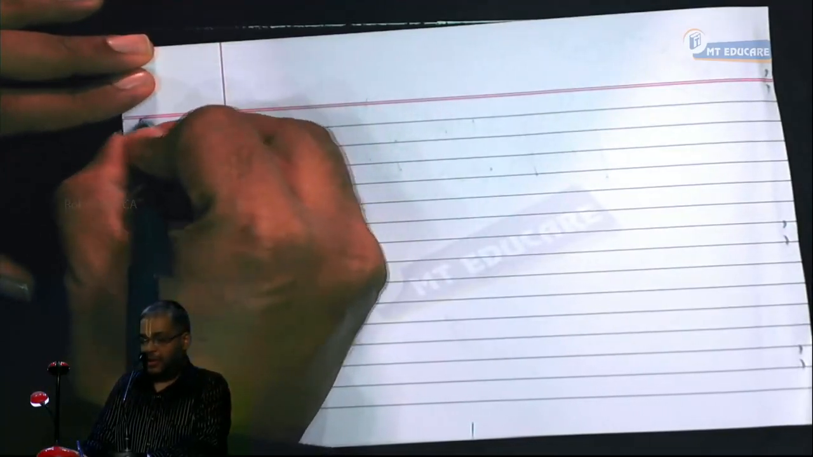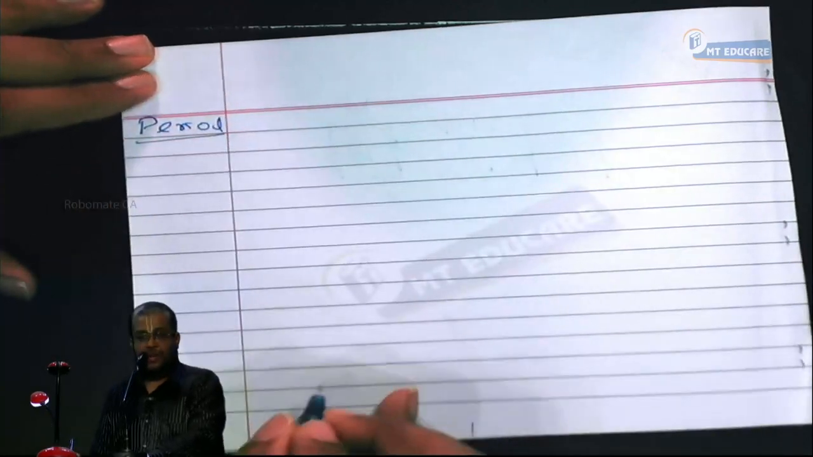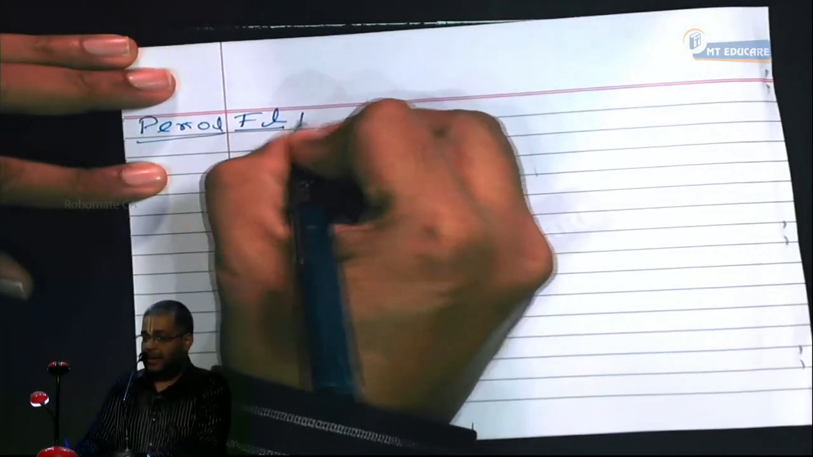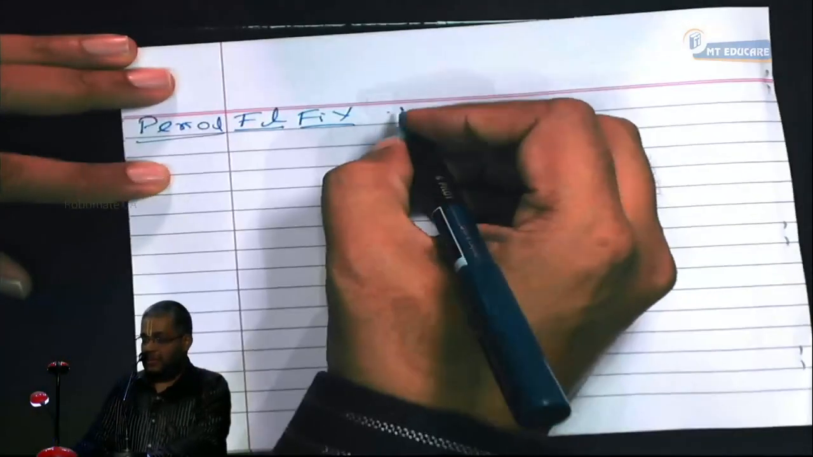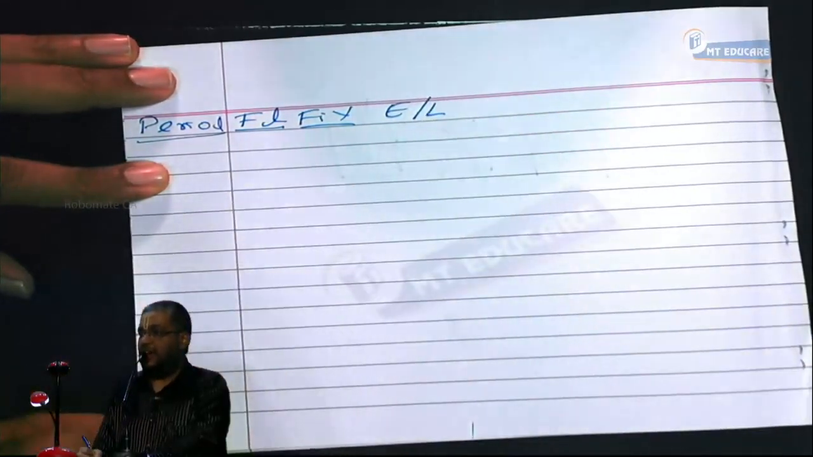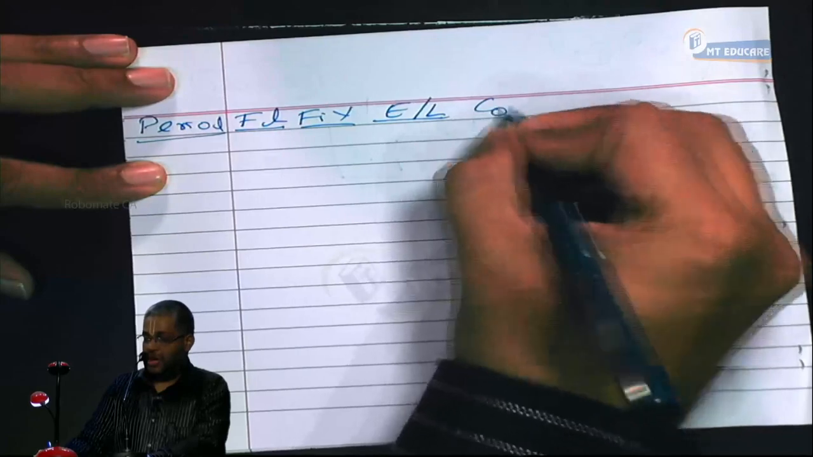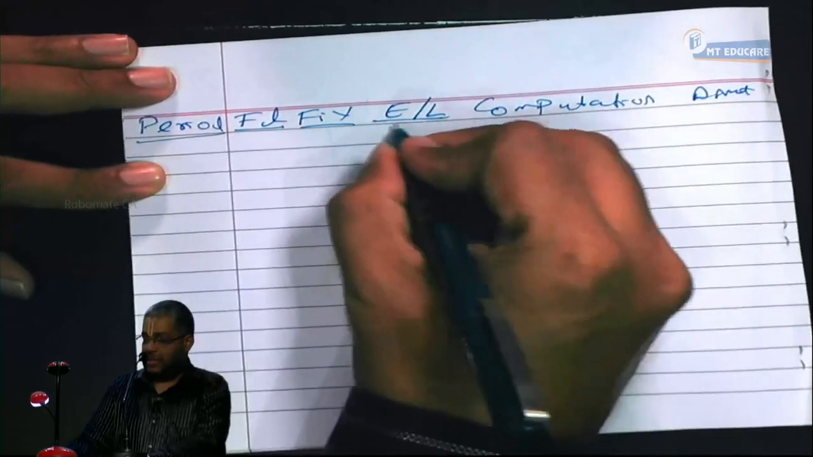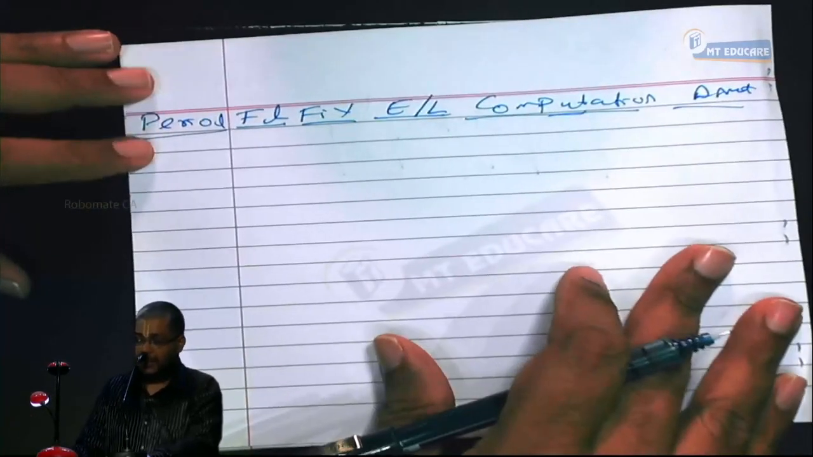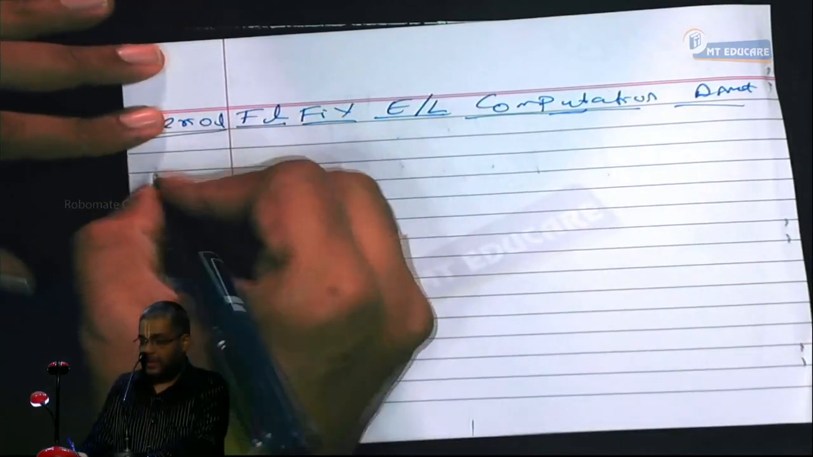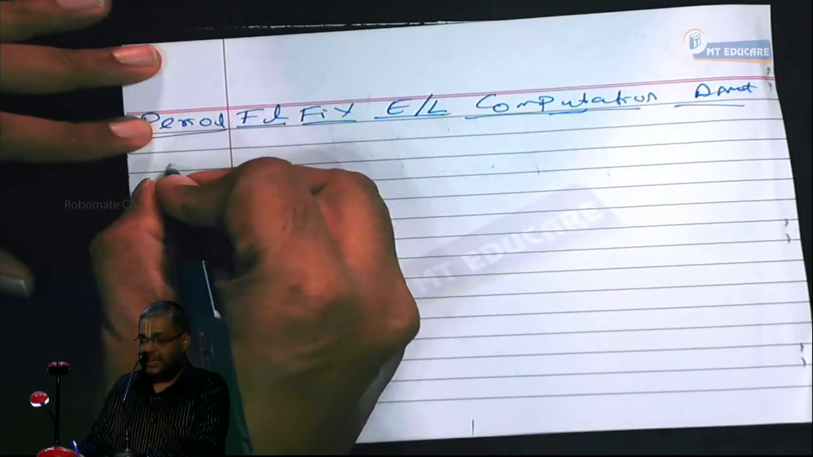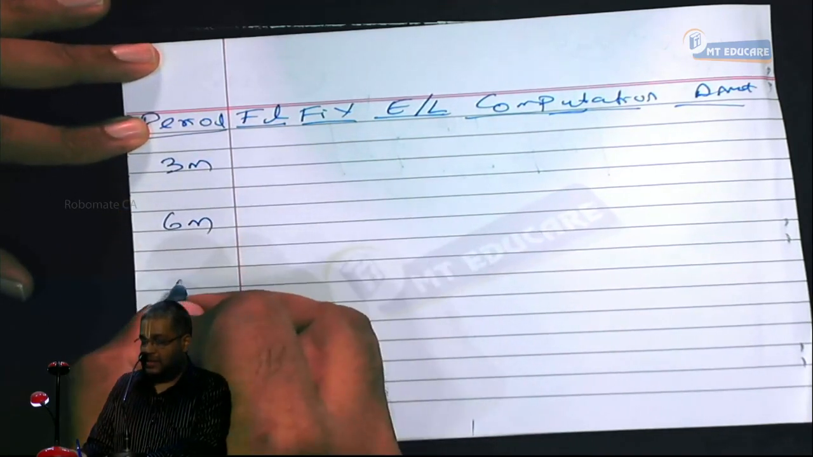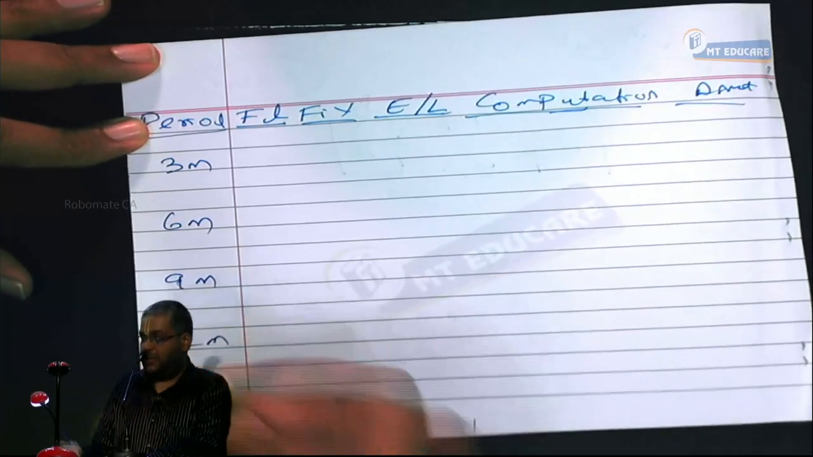Okay. Have the following columns. First column is period. Second column is floating. Third column, fixed. Fourth column, exercise or lapse. Fifth column is computation. Last column is amount. Tell me the exchange dates. What are the dates here? 3 months, 6 months, 9 months, 12 months.